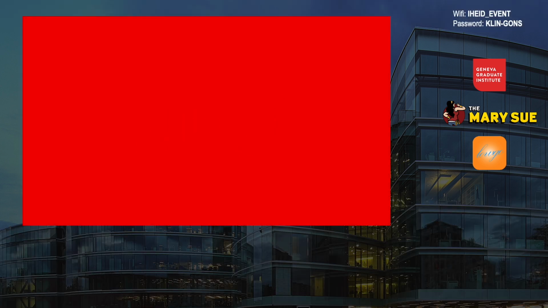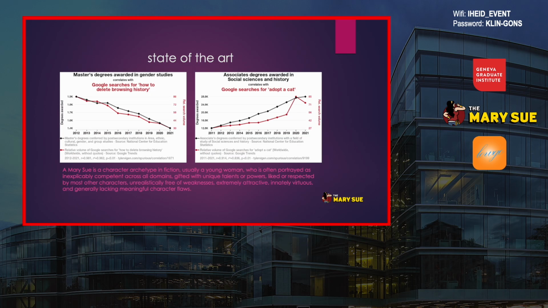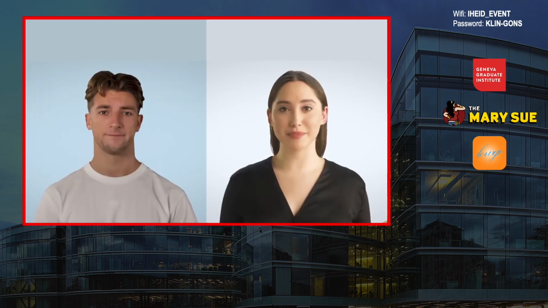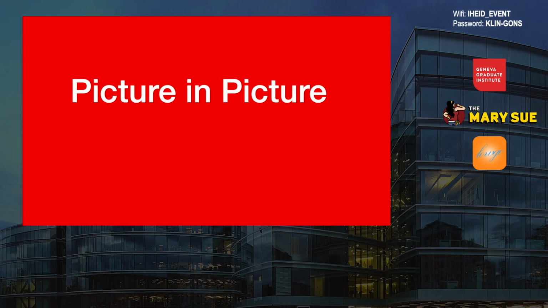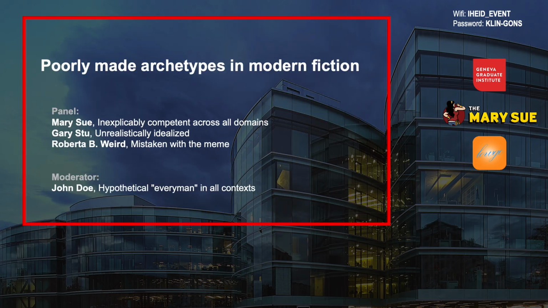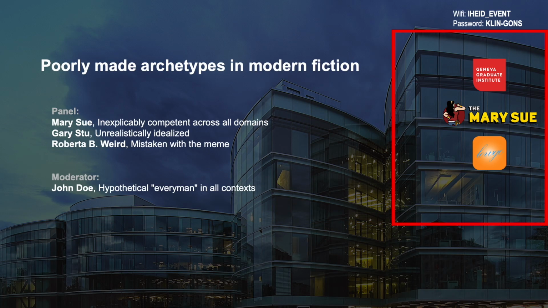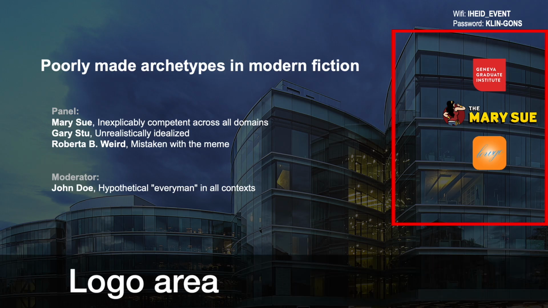We keep this central part of the screen for superimposing other images, such as a PowerPoint presentation or a video. Since we can overlay one image on top of another, we call this picture-in-picture, or PiP for short. We call this area the PiP area. Finally, in this part of the background image, we prefer to display all of the logos related to the event. We call this area the logo area.